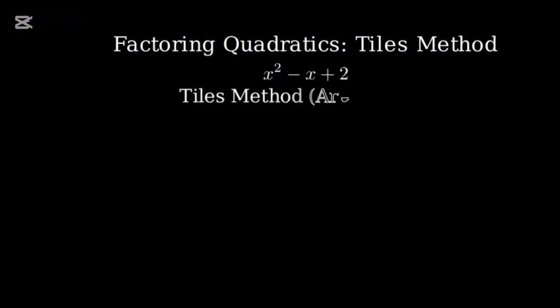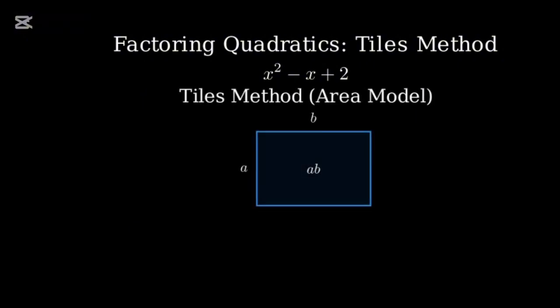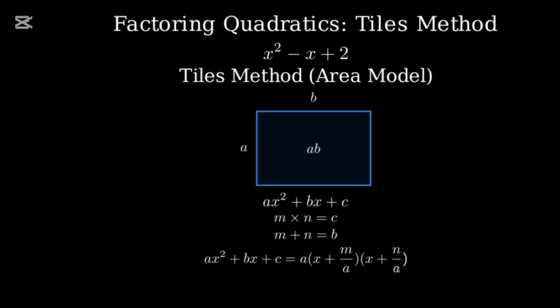Before we dive into our specific example, let's quickly review what the tiles method is. The tiles method, also known as the area model, is a visual approach to factoring quadratics by representing them as rectangles. For a general quadratic x squared plus bx plus c, the tiles method works by finding two numbers m and n such that m times n equals c, and m plus n equals b. If we can find such values, then our quadratic can be factored as (x plus m) times (x plus n).